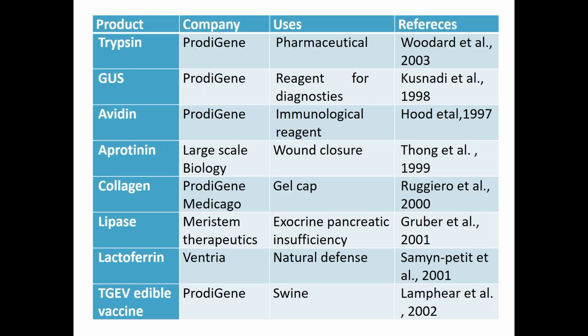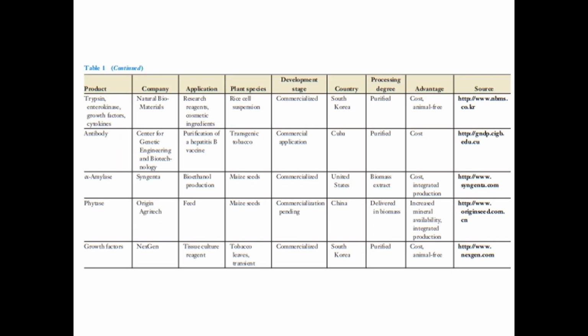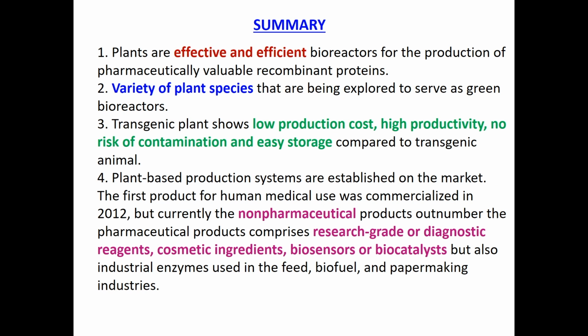industries. Trypsin, pharmaceutical purpose; GUS, a reagent for diagnostics; avidin, immunological reagent; aprotinin, wound closure; collagen, gel cap; lipase, exocrine pancreatic insufficiency; lactoferrin, natural defense; TGEV, edible vaccines. Some of the non-pharmaceutical proteins are produced. In summary, the plants are effective and efficient bioreactors for the production of pharmaceutically valuable recombinant proteins.